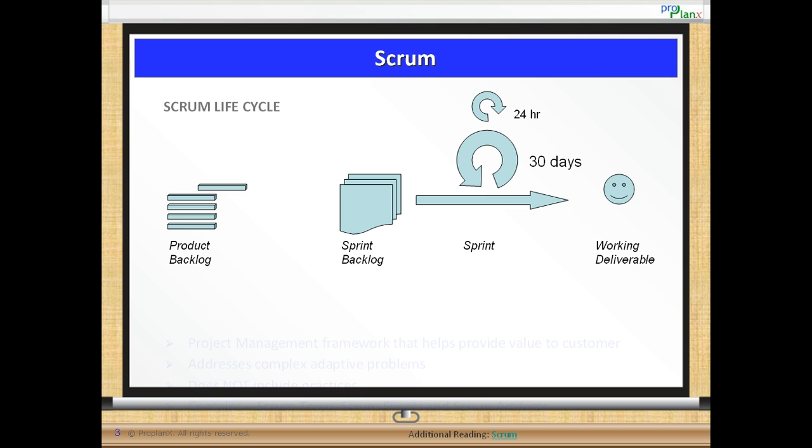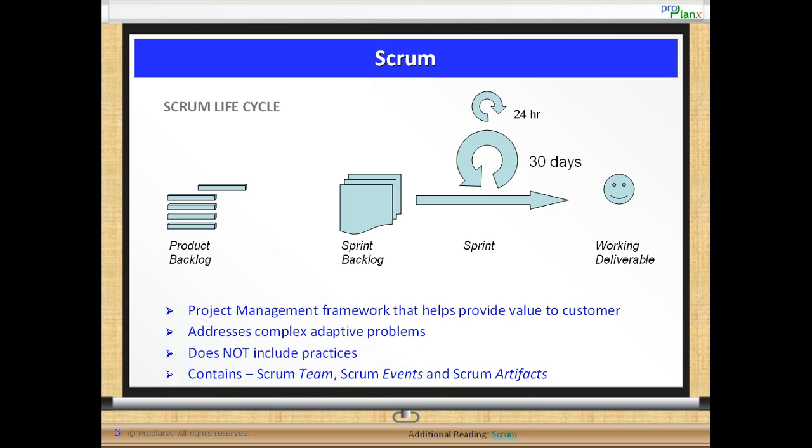Scrum. Scrum is a framework within which people can address complex adaptive problems while productively and creatively delivering products of the highest possible value. It is one of the more popular agile methods, whose life cycle is similar to the agile project life cycle that we discussed in an earlier chapter.